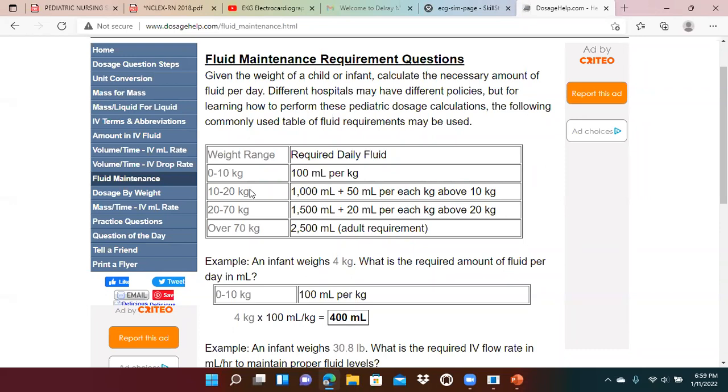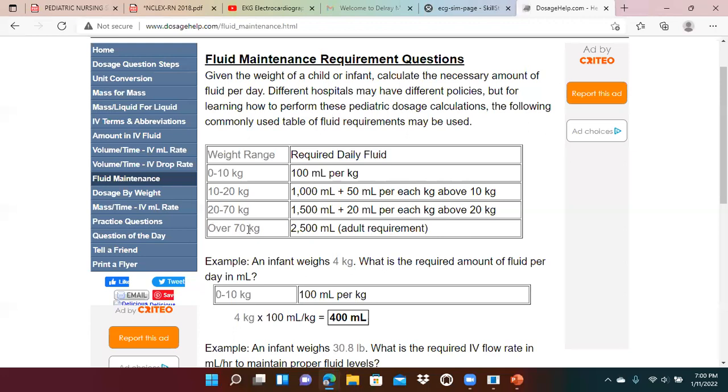So 1000, if my baby is 20 kilogram, so 50 milliliter per each kilogram. So 250 plus 50, 2 times, right? After the 10. And if the body weight is 20 to 70 kilogram, 1500 ml plus 20 ml per each kg above 20 kilogram, right? So it just depends. Is it 30, 40, 50, 70? So 20 ml per each kilogram above 20 kilogram.